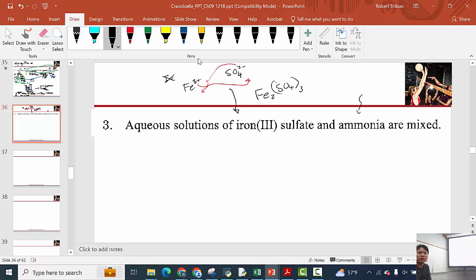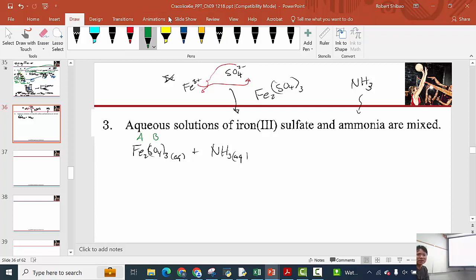And then ammonia, what's the formula for ammonia? NH3. And so this is going to be Fe2(SO4)3 aqueous plus NH3 aqueous. Now, when we look at this, does this have the AB? Yes. This is our AB. A is iron. B is sulfate. But what's our CD? Do we have a CD here?